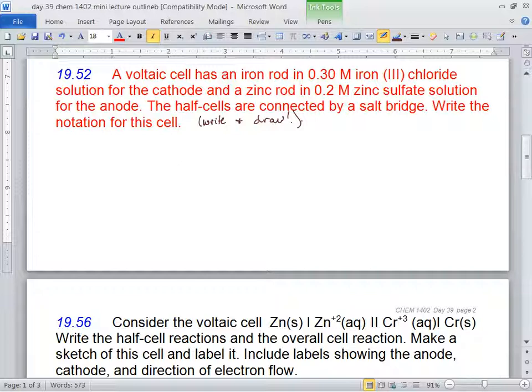There's some conventions that you just need to remember. So write the shorthand notation and also draw the darn thing. And when they say draw it, they want to see the direction of the electrons, the ion flow, labeling all the parts, the anode, cathode, and all the solutions and electrodes.